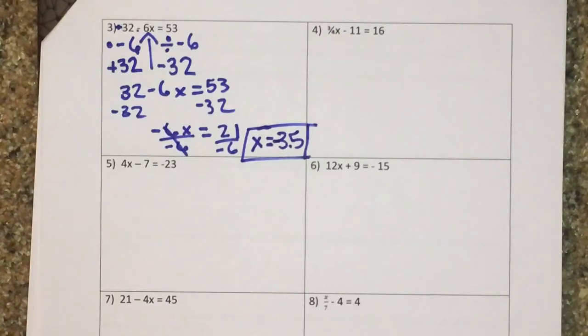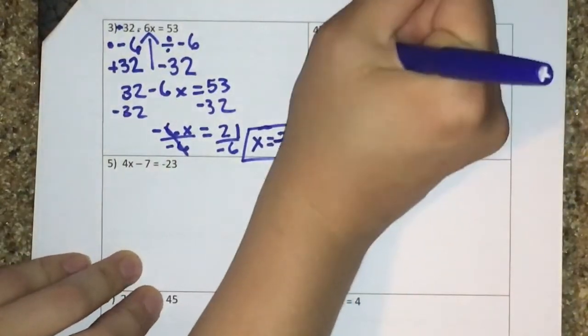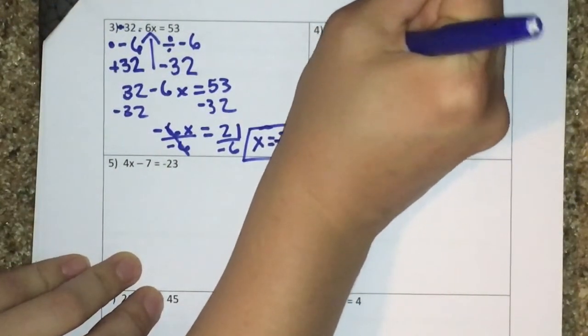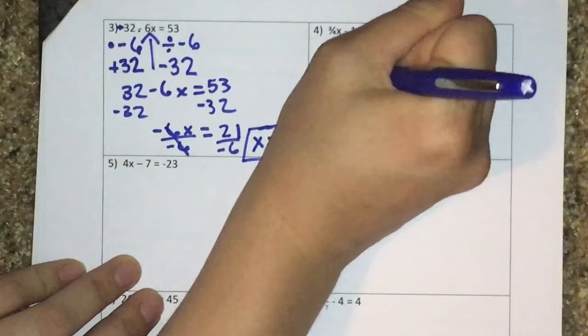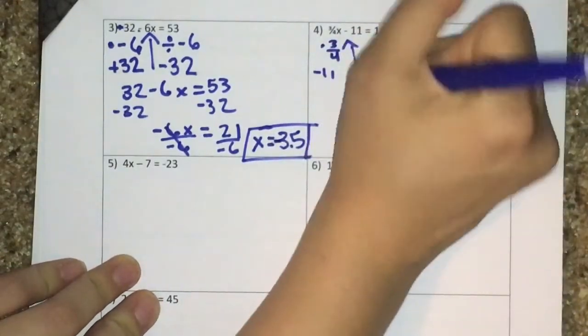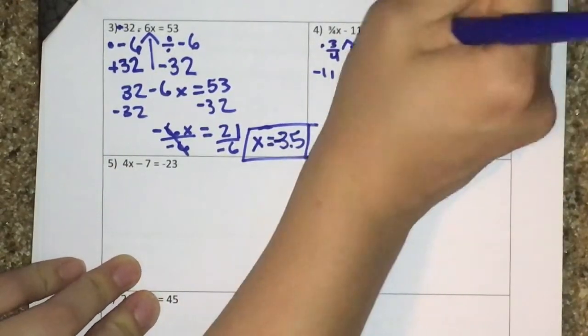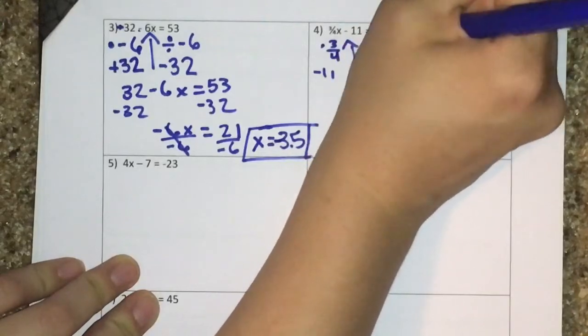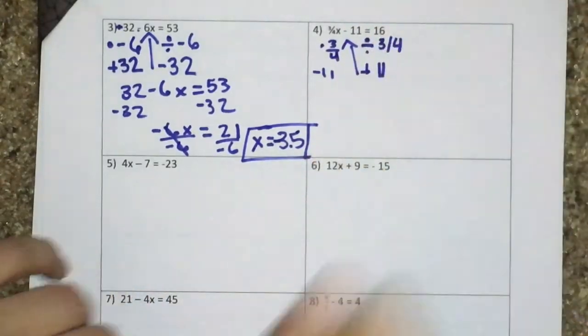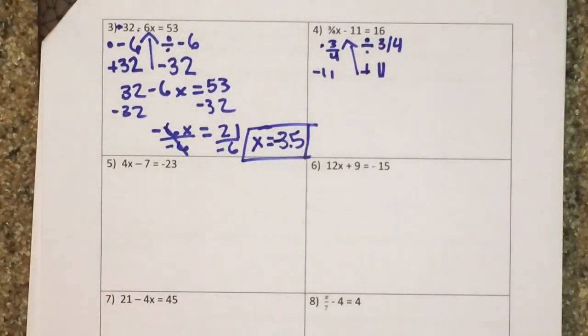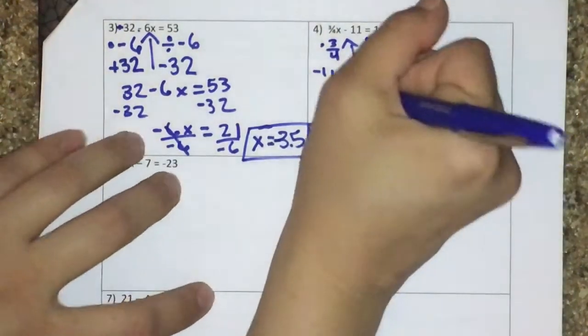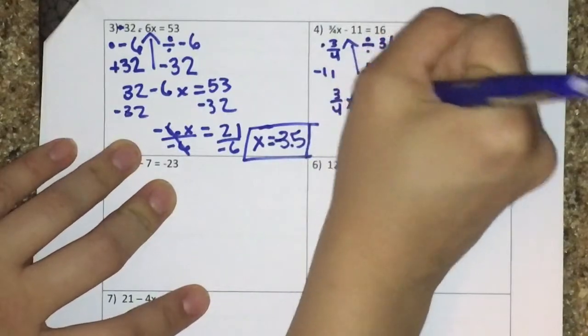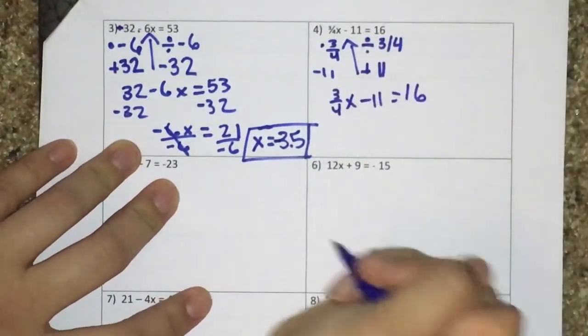Last one we are going to work through is number 4. First thing, what is happening to x? It's being multiplied by 3/4, and then it's being subtracted by 11. Do the reverse opposite. So add 11, then divide by 3/4, which hopefully we know is the same thing as multiplying by the reciprocal. So we have 3/4 x minus 11 equals 16.